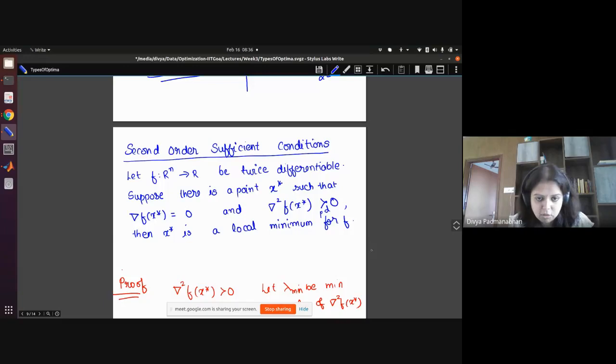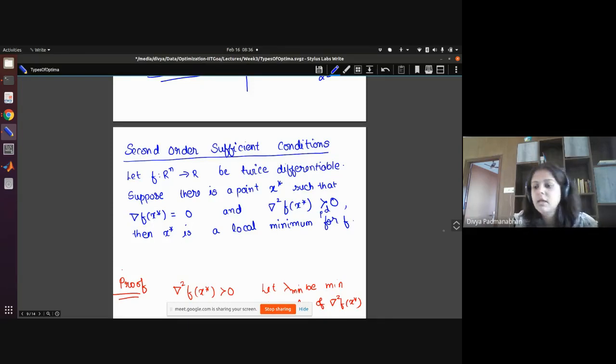Now, what you're saying is if the gradient is zero and the Hessian is positive definite, then you're sure that x star is a local minimum. This doesn't say that this is the only circumstance under which you have a local minimum. There could be some other conditions where it's not positive definite, but still x star is a local minimum. That can be there. But this is just one of the conditions where, if you have this, you're sure that x star is a local minimum.